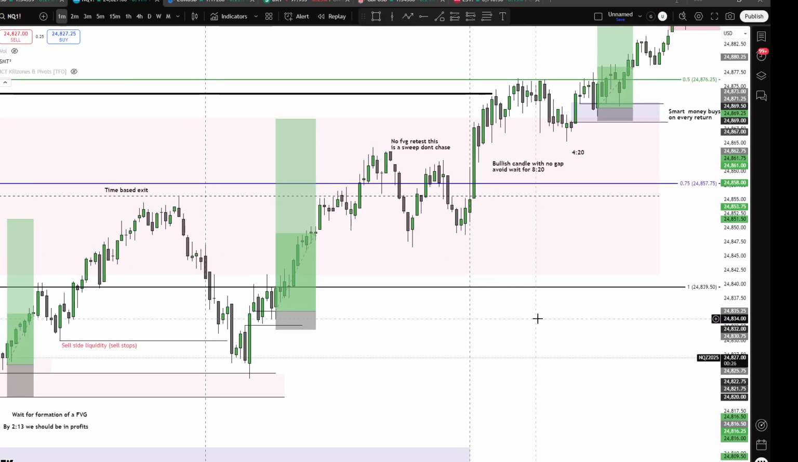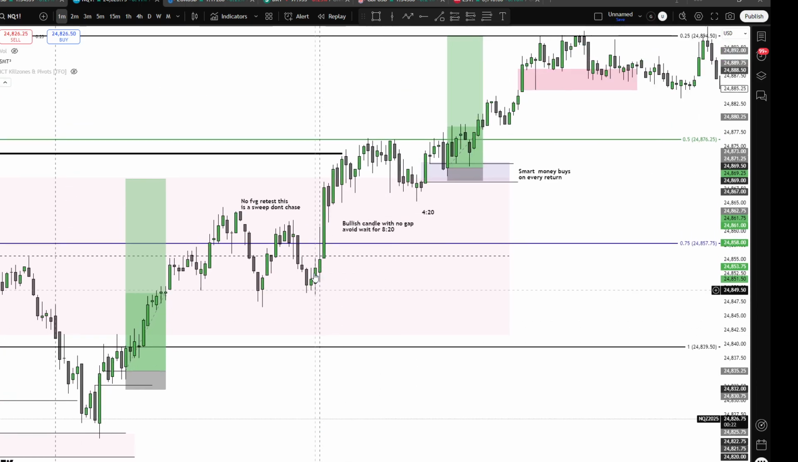You want to be done trading by 4. But you can still look for setups. If you don't get a setup at 4 o'clock, look at this. We have a bullish candle with no fair value gap. Do not take this trade.